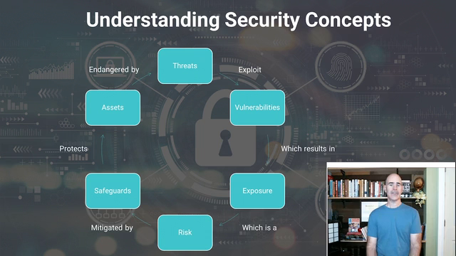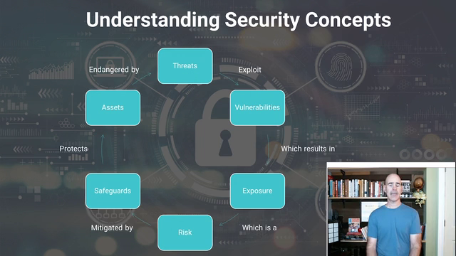When we look at the different types of terms and what we're really trying to do in terms of security, we see this wheel. You have threats, you have vulnerabilities, you have exposures, you have risk, you have safeguards, and you have assets. Assets are the things that we assign value to. Threats are the things that endanger those assets. The threats can take advantage of exploits. The vulnerabilities can create exposures, and those become risks to the organization.